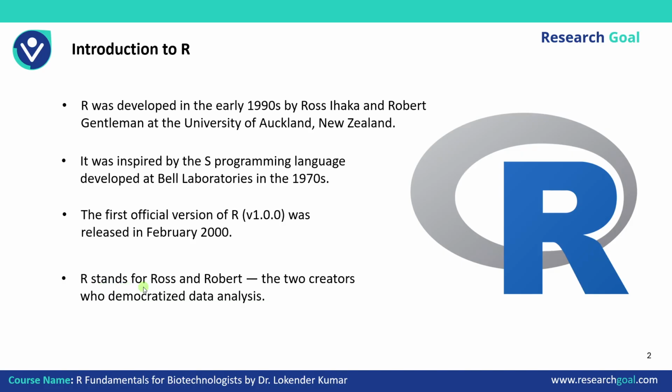The inventors of R, Ross and Robert, are the two people who actually democratized data analysis. They made data analysis available because you can freely use R. It is open source, and there are so many tools available for you. So it's very famous, especially among researchers, various organizations, universities, and academics. Lots of people are using R, and I'll tell you why it is so amazing. There are so many things you can do, especially when it comes to statistical analysis. R is a top-notch programming language that you can use.